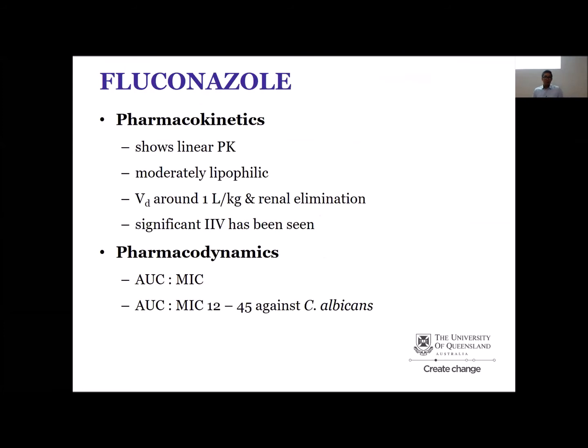Then we go to the azoles, fluconazole. For the PK, it shows linear PK. It's moderately lipophilic, VD is around 1 liter per kg, and it's predominantly renally eliminated. But significant inter-individual PK variability has been seen. With the azoles, AUC/MIC is the PK/PD index which predicts optimal antifungal activity, and based on our review this could be between 12 to 45 against Candida albicans.